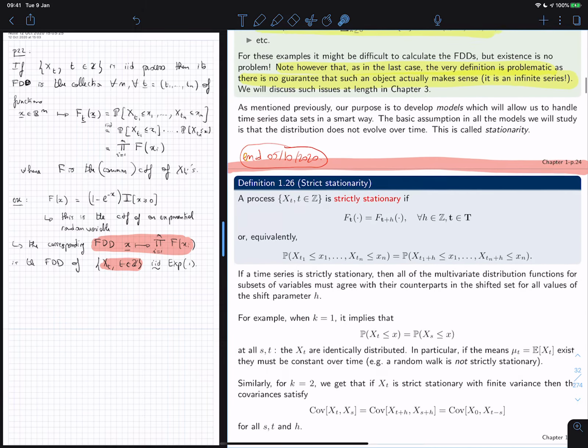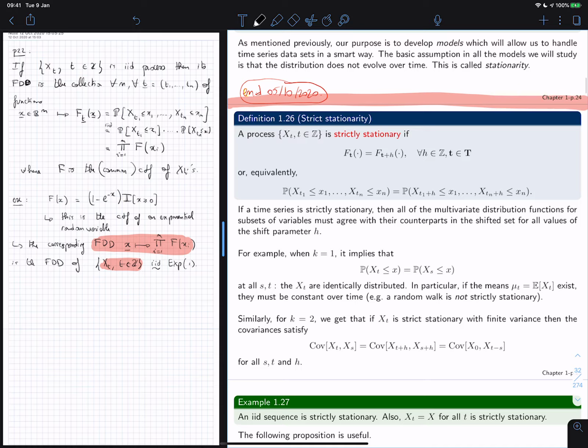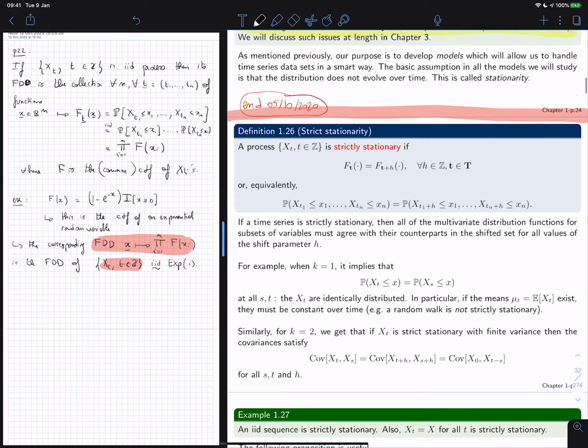So that's basically where we had ended last week. And now we want to continue with this and study these objects in a little more detail. Questions so far? Not for me. Okay, so now we have a family of FDDs.